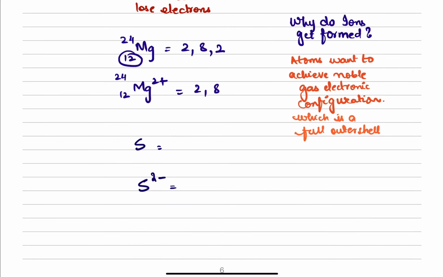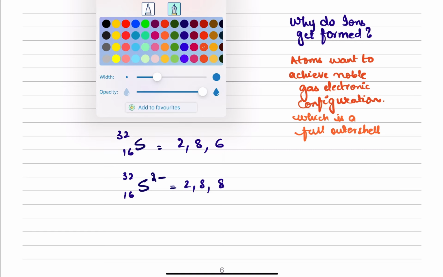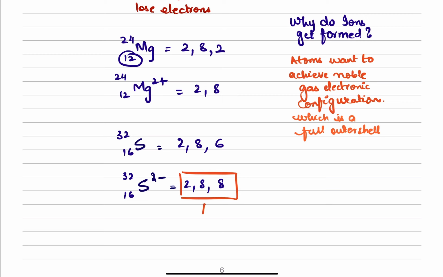Now let's talk about sulfur. Sulfur has an electronic configuration of 2, 8, 6. It's not feasible for sulfur to lose 6 electrons, so sulfur would rather gain 2 electrons. When it gains 2 electrons, it gets a 2 minus charge. Gain of electrons gives the atom a negative charge. Loss of electrons gives the atom a positive charge. When sulfur gains 2 electrons, the electronic configuration becomes 2, 8, 8. This is the electronic configuration of argon, which is 2, 8, 8.